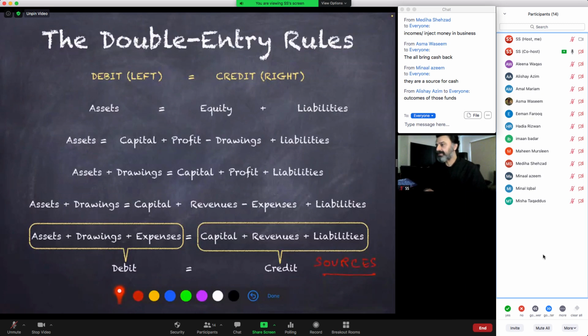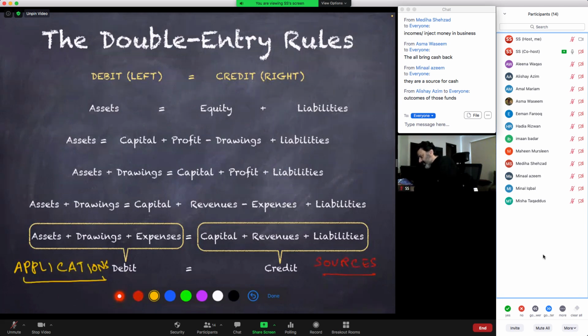Do we all agree that everything that happens on the debit side is basically, let me put Alicia's answer in more, let's say, these are the applications of funds. So these are sources of funds, and these are the application of funds. And that is what connects them together. That is why they carry the same nature, right?